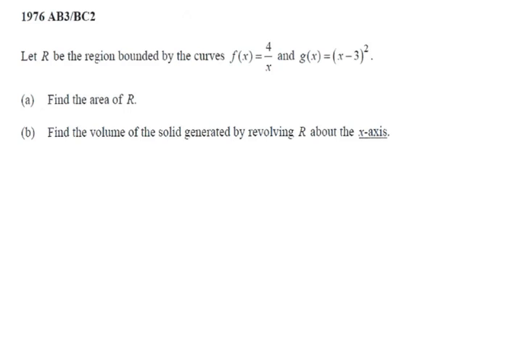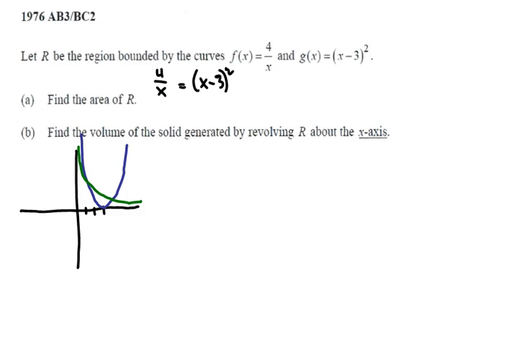All right, 1976 AB3. First of all, we're going to make a quick sketch of the graphs, and we get something that looks like this. And we're looking for, first of all, the area of the region bounded by the two curves, and we'll do top minus bottom. We do need to find the points of intersection there, and they will be at x equals 1 and x equals 4.